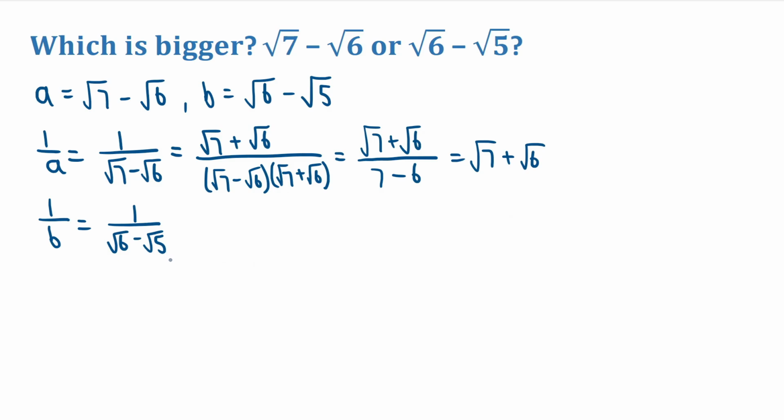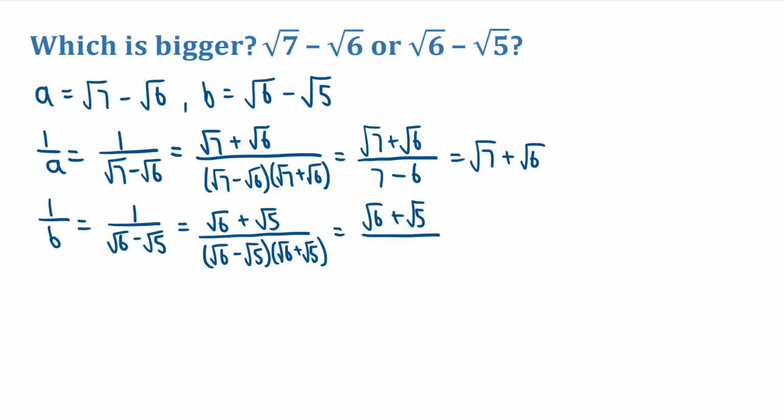And if we want to rationalize the denominator for 1 over b, the expression becomes square root of 6 plus the square root of 5 divided by the square root of 6 minus the square root of 5 times the square root of 6 plus the square root of 5. This simplifies to the square root of 6 plus the square root of 5 divided by 6 minus 5, and that just equals the square root of 6 plus the square root of 5.